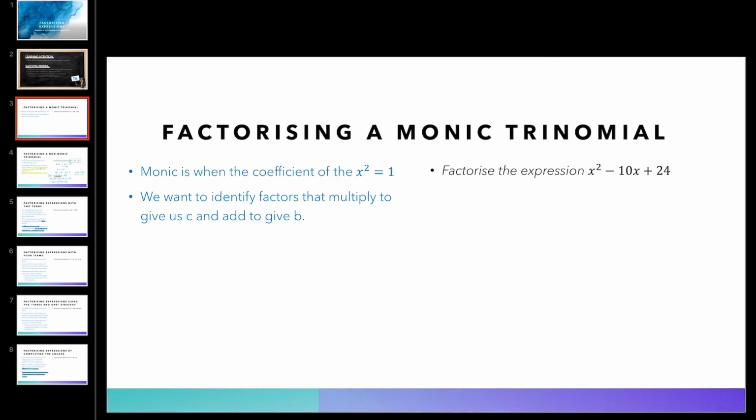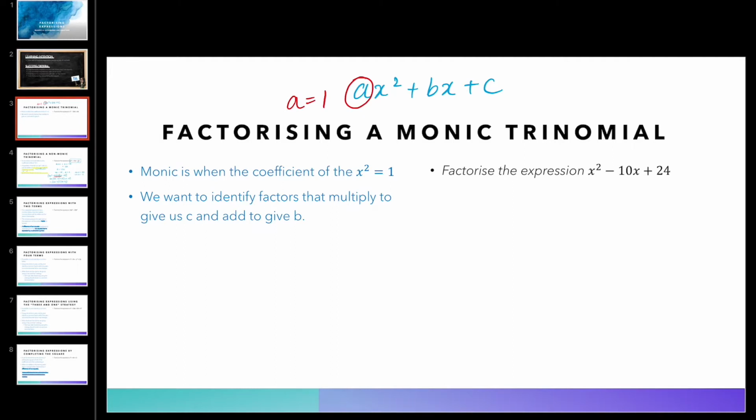Monic is referring to the fact that the coefficient of the x squared term is equal to 1. Now we know that our trinomials generally take on the form ax squared plus bx plus c. So what we're referring to with monic is the fact that a is equal to 1. We know that a can be any other number as well. However, for monic trinomials, we're focusing exclusively on the concept that a is equal to 1.